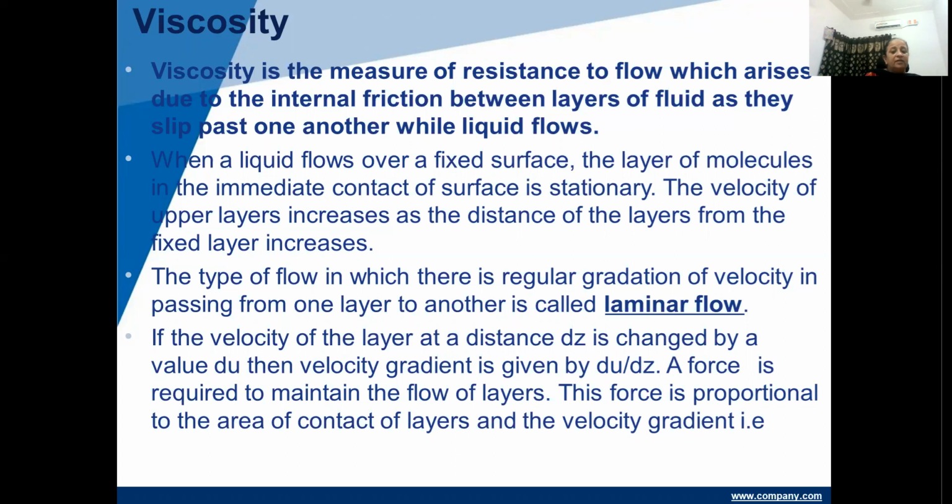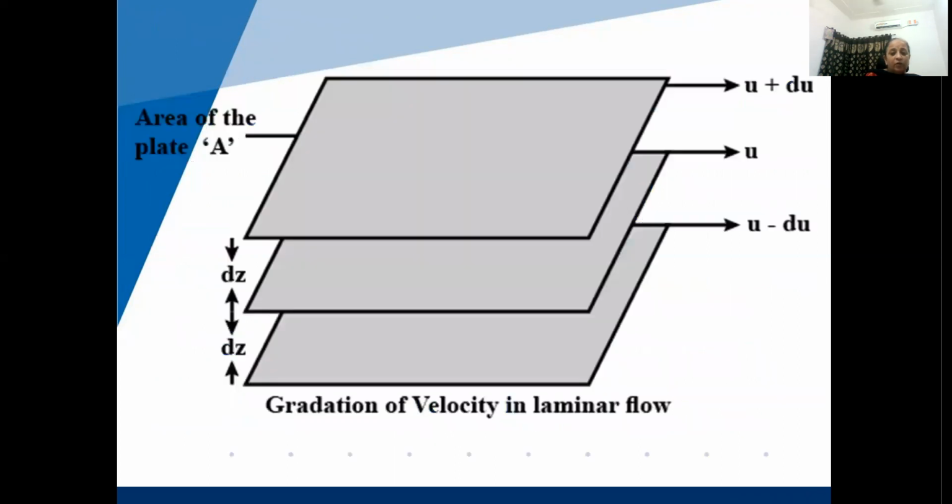So dz is the distance between two adjacent layers, and du is the velocity difference, as is visible from this diagram. The middle layer has velocity u, the layer above it has velocity u plus du, and similarly the layer below the middle layer has velocity u minus du. So there is a difference of velocity du between two layers which are at a distance dz, and A is the area of the layer.